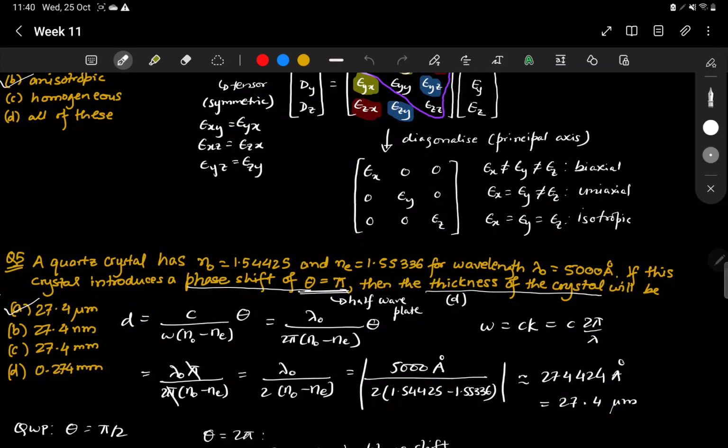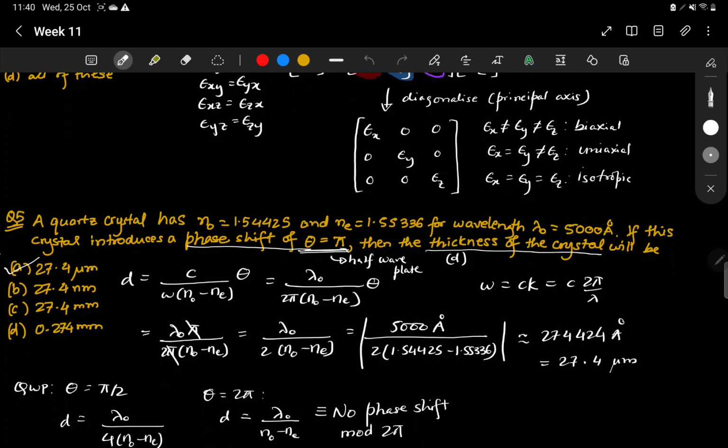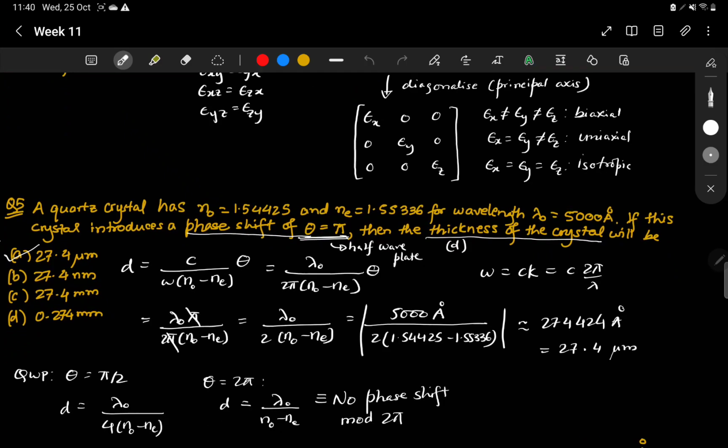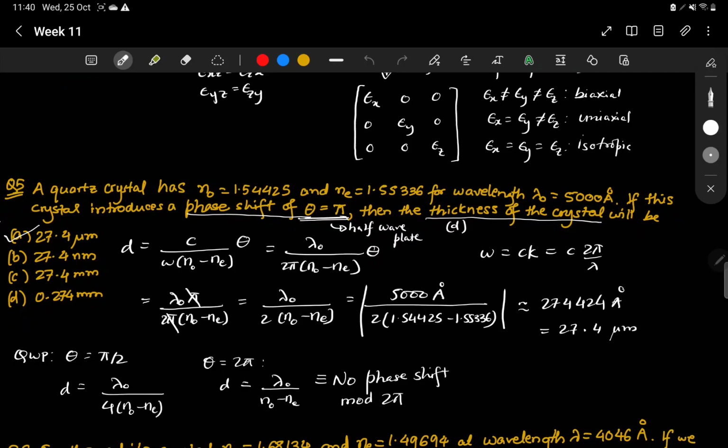This is a simple numerical for finding the thickness of the crystal to generate a particular phase shift between the components, and this is for a half wave plate. The thickness depends on NO and NE as well as what phase shift you want to generate.